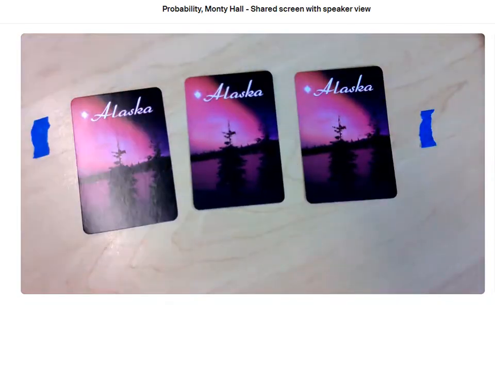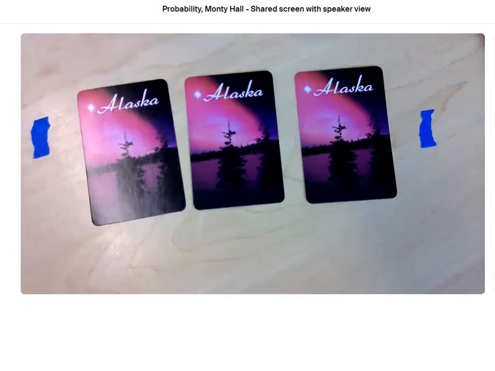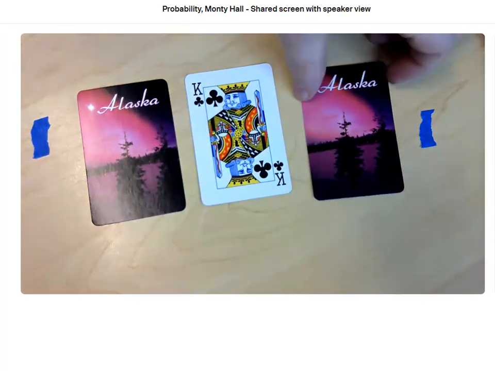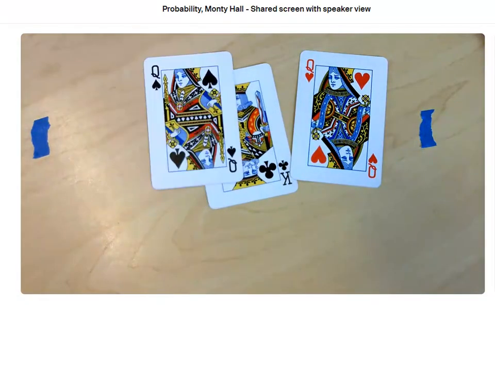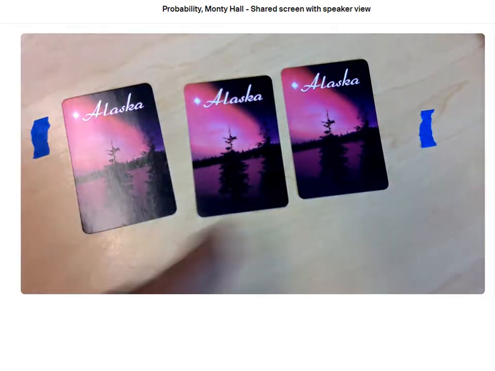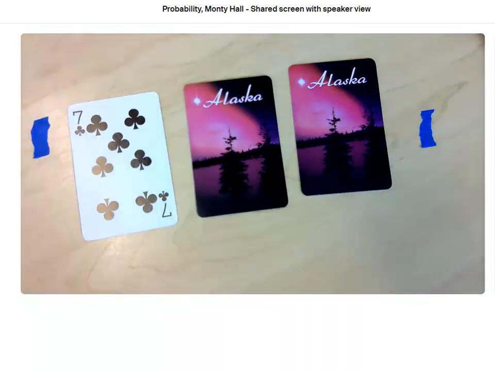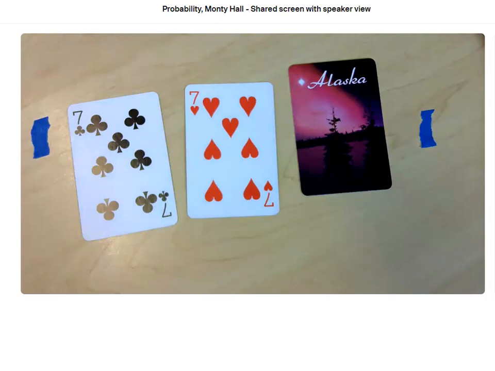There we go. Go ahead. All right. I'm going to turn over one of the others. You have to switch. Yep. This time you win. There's the other loser. Okay. So we have 1 win, 1 loss. Okay, go ahead. That one. All right. I'm going to turn over a goat, and you win by switching. So far 2 wins and 1 loss. Right.